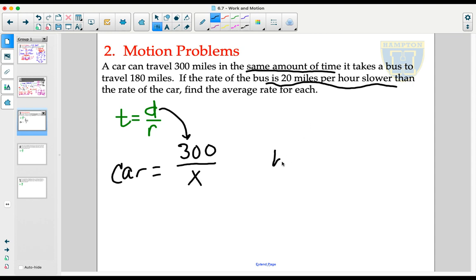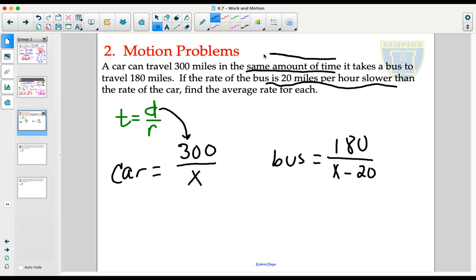For the bus, we're going to do a similar fraction where we have 180 in the numerator as the distance traveled by the bus, but we know that the rate of the bus is 20 miles per hour slower than the rate of the car, meaning the bus needs to be x minus 20.